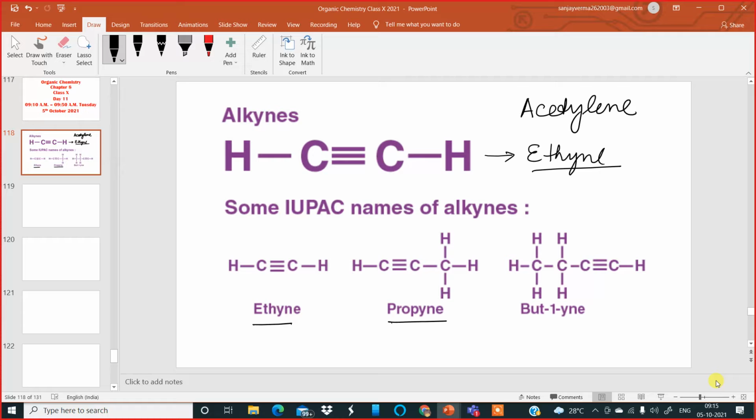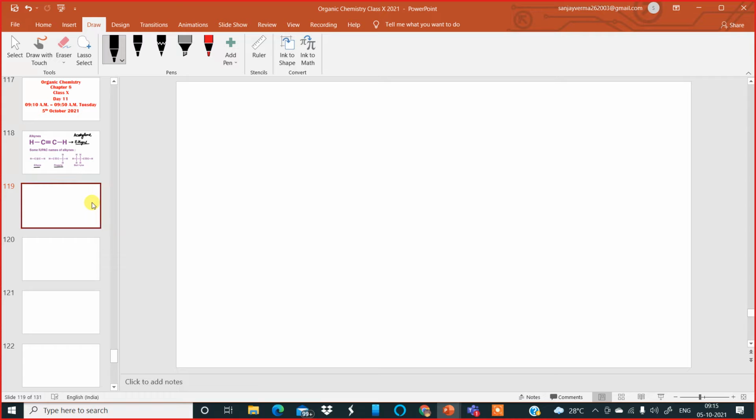So these are some simple IUPAC names of alkynes. Now moving further to the alkyne ethyne in detail. The alkyne which is there in our syllabus to study is called ethyne. Now, what are alkynes? Alkynes are unsaturated aliphatic hydrocarbons. Unsaturated means it is not saturated; you can add some more hydrogen atoms to it by breaking the multiple bonds.